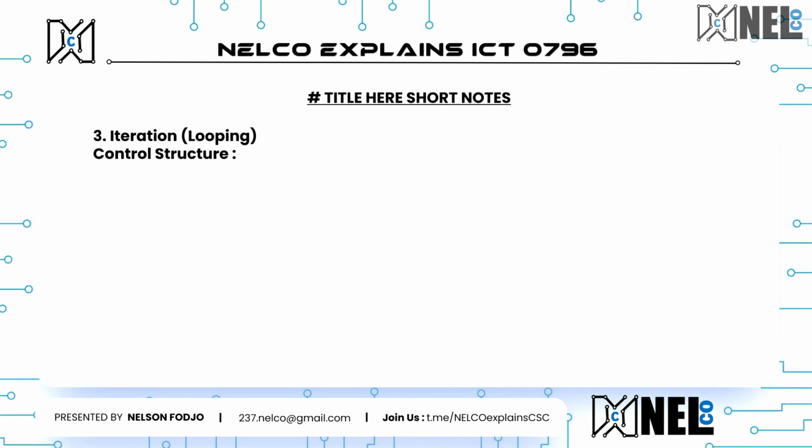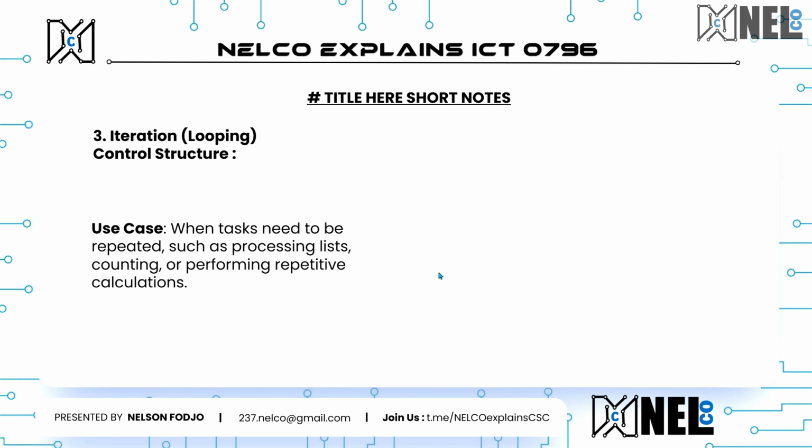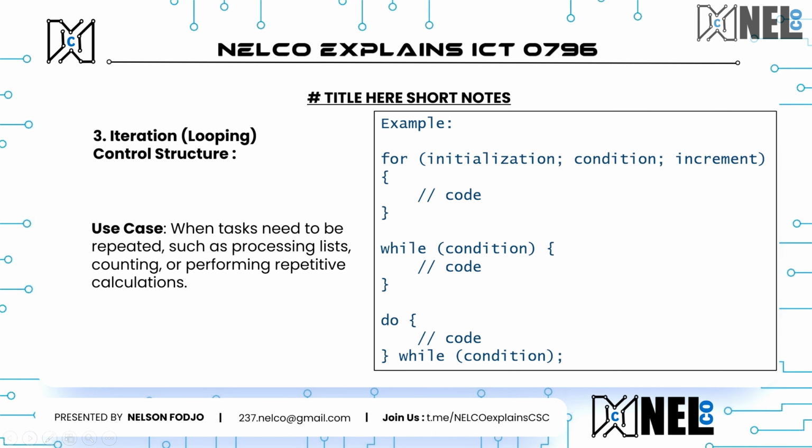Alright, now let's look at the use case of the iteration control structure. It is used when tasks need to be repeated, such as processing lists, counting, or performing repetitive calculations. So these are basic use cases for the iteration control structure or the looping control structure. Let's look at the examples. You have the for loop.